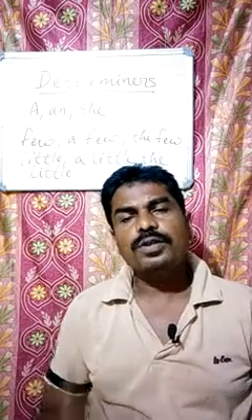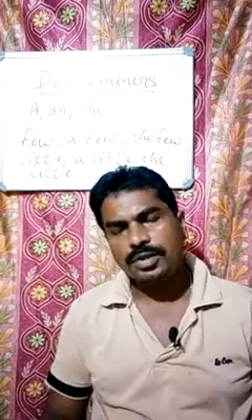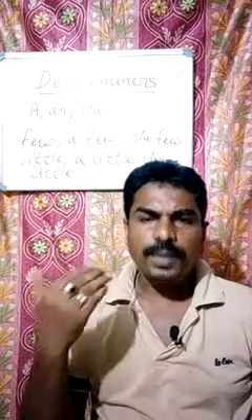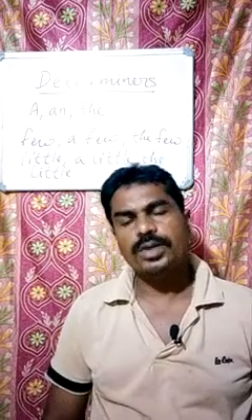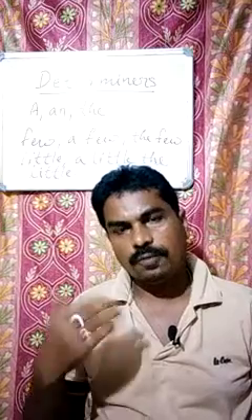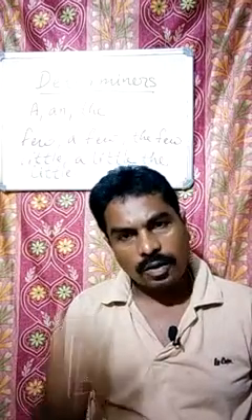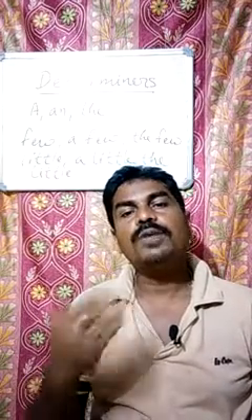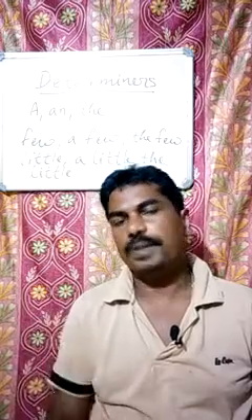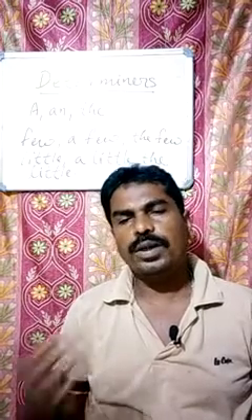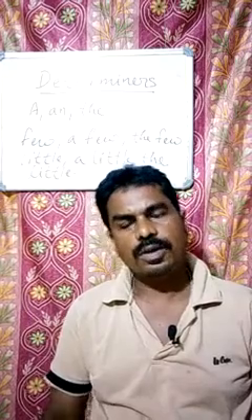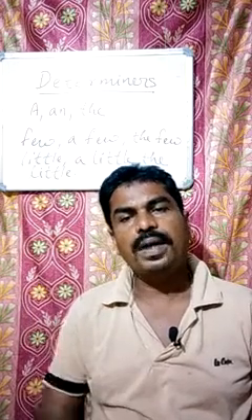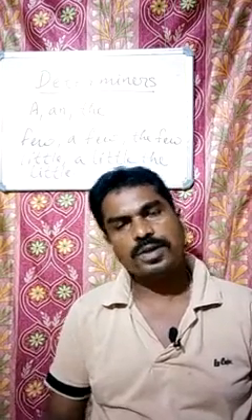Now let us come to the use of an. An is used when the noun begins with a vowel sound. A vowel sound. Not a vowel, but a vowel sound. Otherwise you will be in problems. An orange. O, orange. Vowel sound. An umbrella. U sound. Vowel sound.